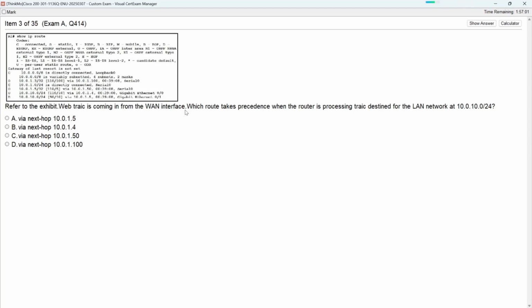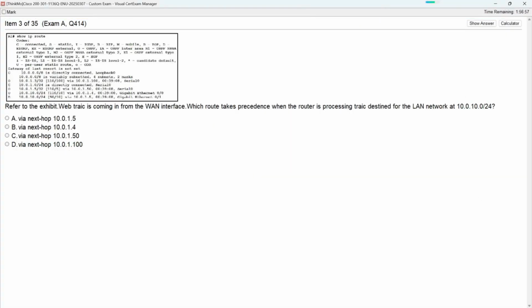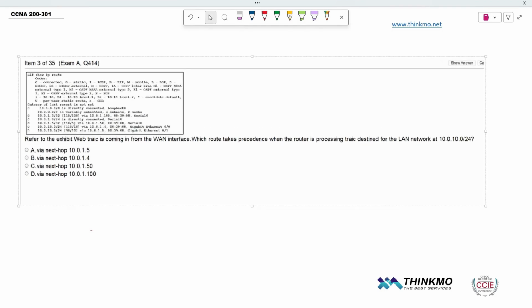All right, let's look at the next question. This is another routing selection question. Routing selection means for traffic destined for this network segment, which route takes precedence? So the correct answer is A, which is the route 10.0.1.5. Now let's look here at the 1.0 route and the 1.5 route.